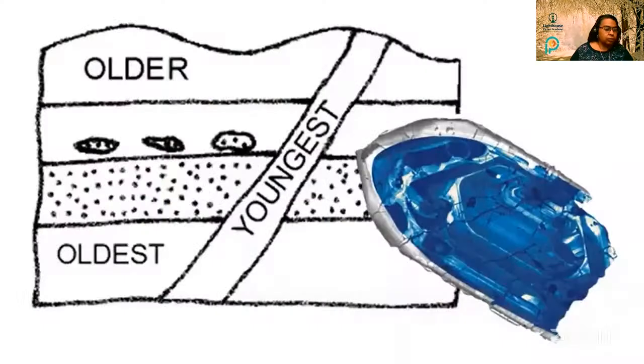Development of the geologic timescale has required extensive work in both relative and absolute dating of rocks.